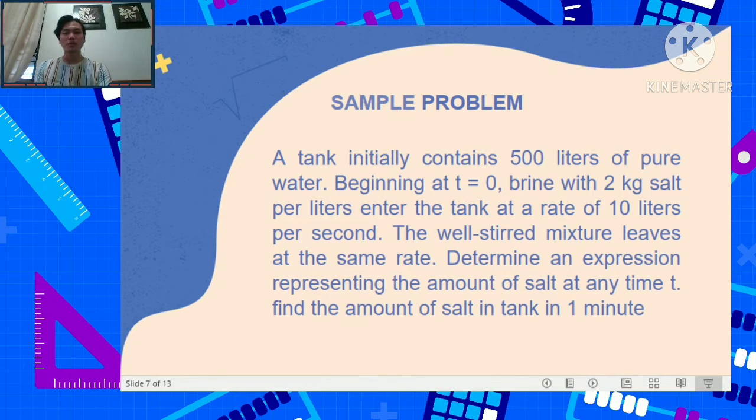We have a sample problem. A tank initially contained 500 liters of pure water, beginning at t equals 0. Brine with 2 kg salt per liter entered the tank at a rate of 10 liters per second. The well-stirred mixture leaves at the same rate. Determine an expression representing the amount of salt at any time t. Find the amount of salt in the tank in 1 minute.